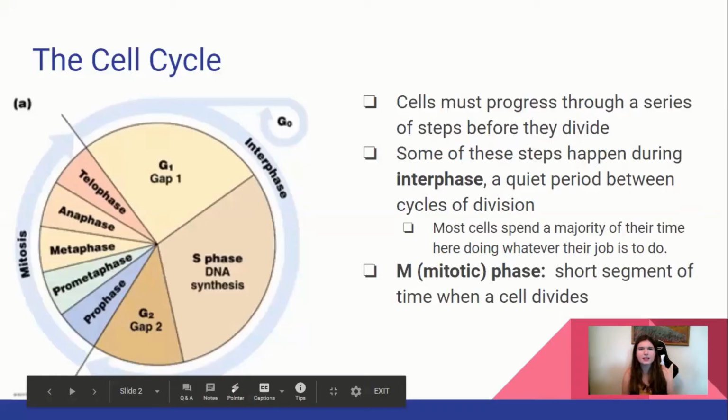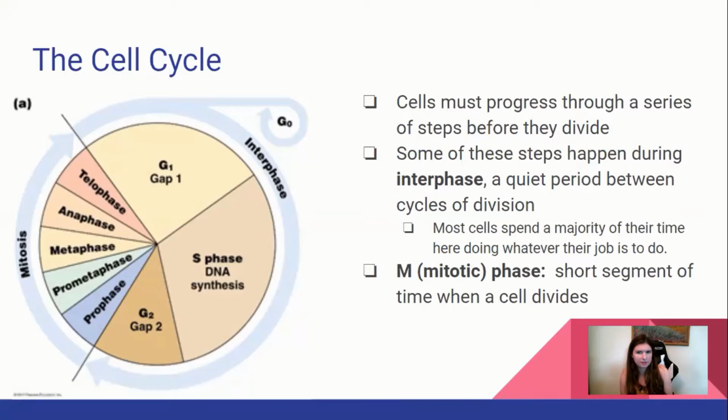So the cell cycle is basically the life cycle of a cell. So cells have to go through a series of steps before they divide, where they grow, they develop, they do all their normal processes, as well as making an extra copy of DNA so that when they split in two, both new cells have their own copy.